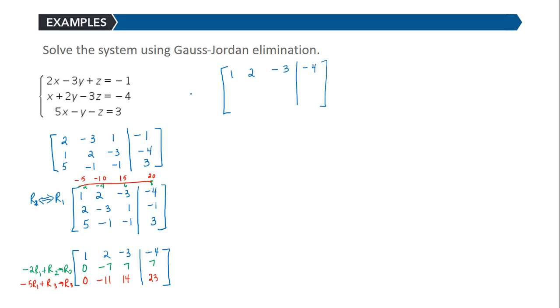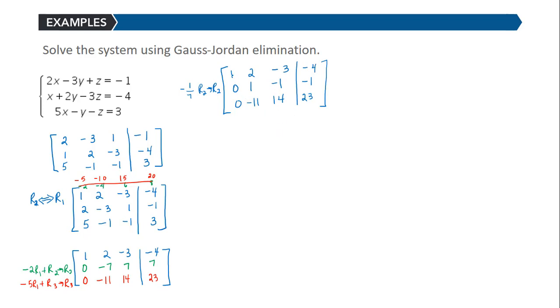And if I multiply row 2 by negative 1/7, I'm going to get 0, and then 1, negative 1, negative 1. And row 3 will stay 0, negative 11, 14, and 23.